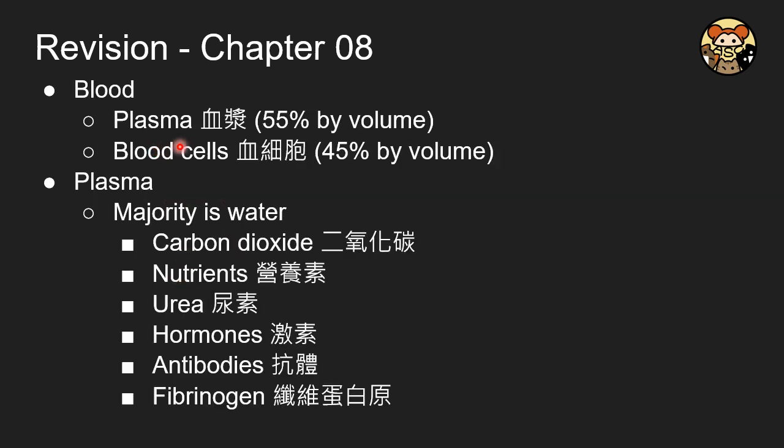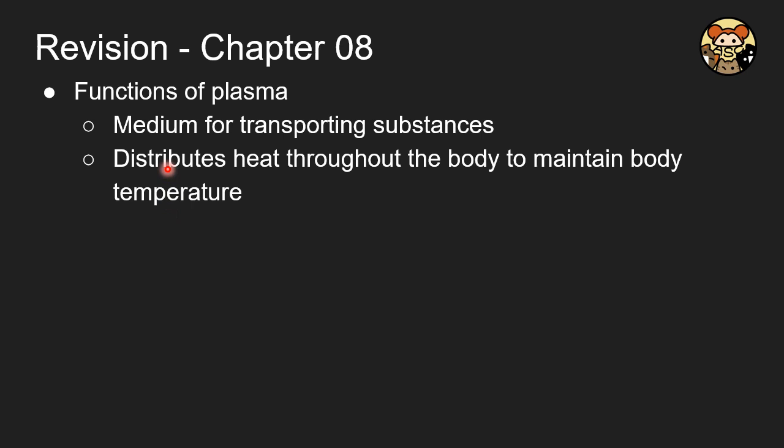And then for the blood, most of it will be the plasma. That is, by volume, 55% will be mainly water, and then the others will be the blood cells. And then within the plasma, these are the contents you may find. The function of plasma is a medium of transport, and also it will distribute the heat throughout your body to maintain your body temperature.